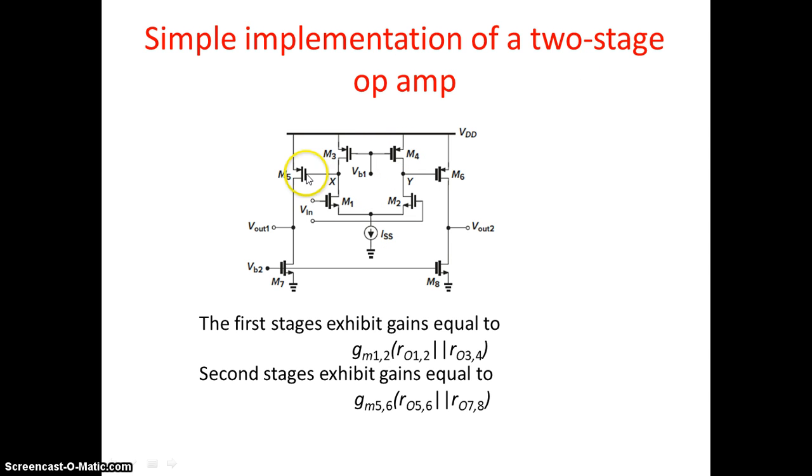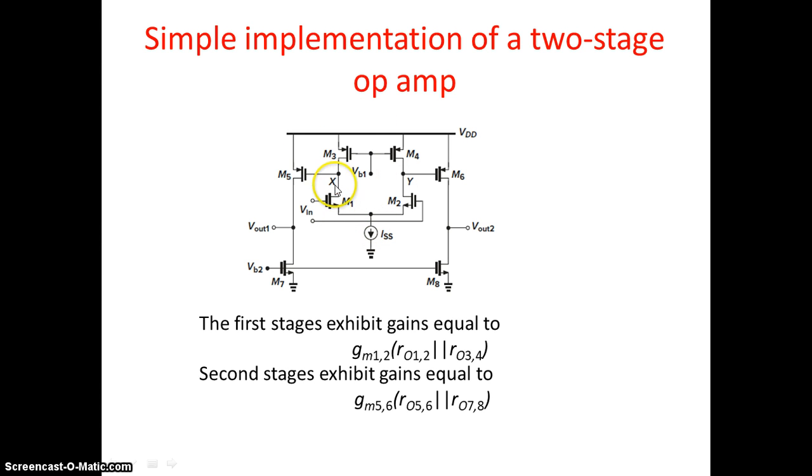Just see this internal circuit. This is a single-stage amplifier. This is the differential pair, and here the loads are M3 and M4. It has been biased with an ISS current. This is a simple differential pair circuit, right? This is the first stage.